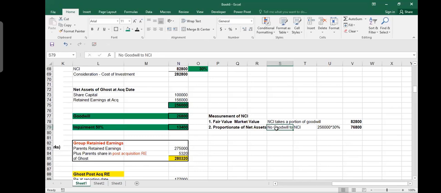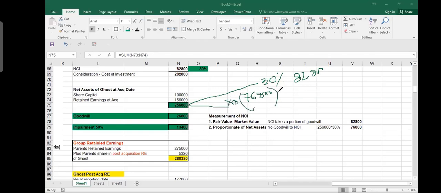If you ask why it is like so, see the numbers here: the net assets of this company are 256. Out of this 256,000 company, 30% belongs to NCI. And you are NCI. Your name is Karthik. I say Karthik, you are the owner of this company. I'm giving you 30%, but you must pay me 82,800. You will immediately say, sir, 30% of 256 is 76,800. You are giving me a company worth only 256,000, and I'm getting 30% of that. It means that I'm just getting 76,800. Why are you asking me to pay 82?